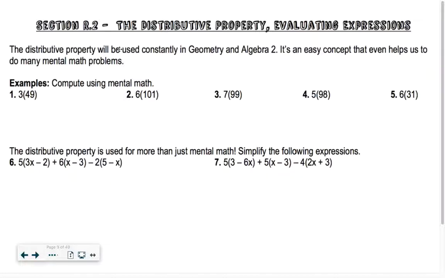One trick that we don't use enough is the distributive property, which is kind of what I was asking Keegan about earlier. I thought maybe he had done 79 times 5 or whatever using the distributive property. This first example says compute using mental math. So if you have 3 times 49, we need to go way back.